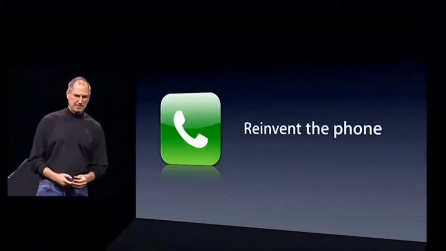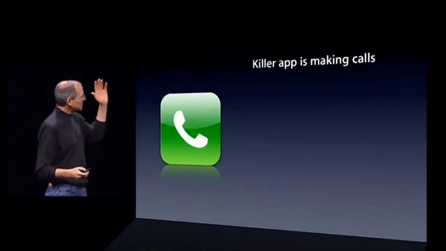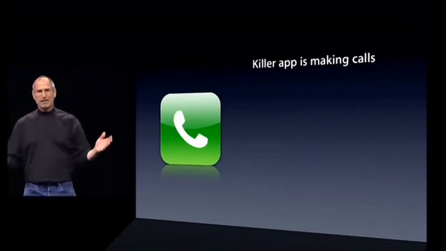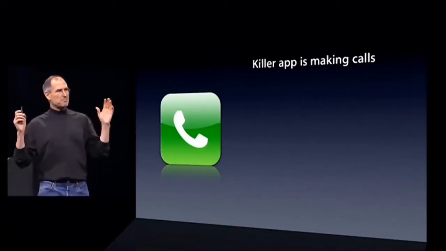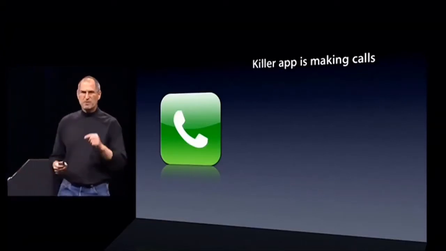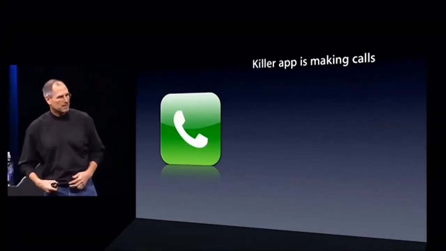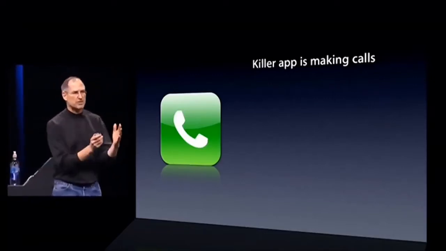We want to reinvent the phone. Now, what's the killer app? The killer app is making calls. It's amazing how hard it is to make calls on most phones. Most people actually dial them every time. Most people don't have very many numbers in their address book. They use their recents as their address book, right? How many of you do that? I bet more than a few.